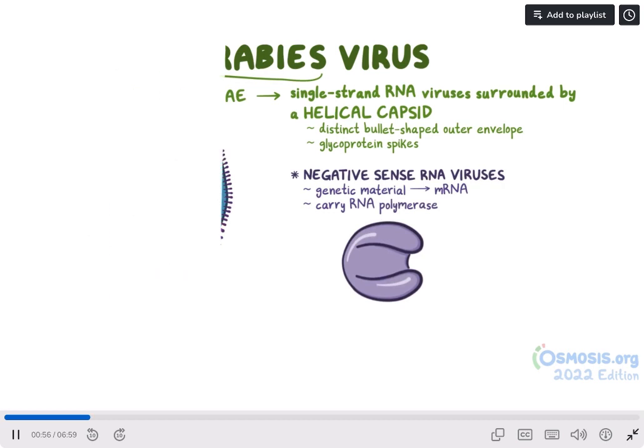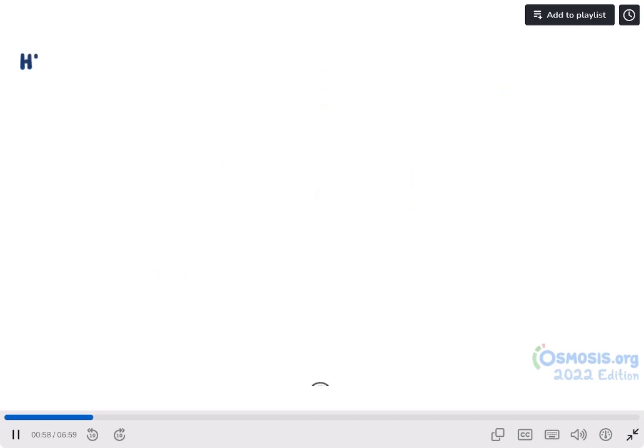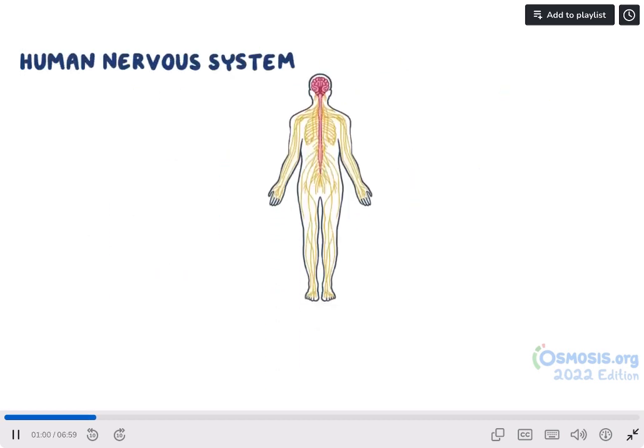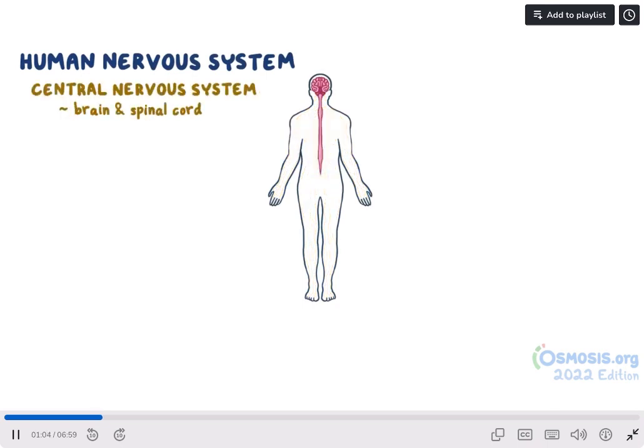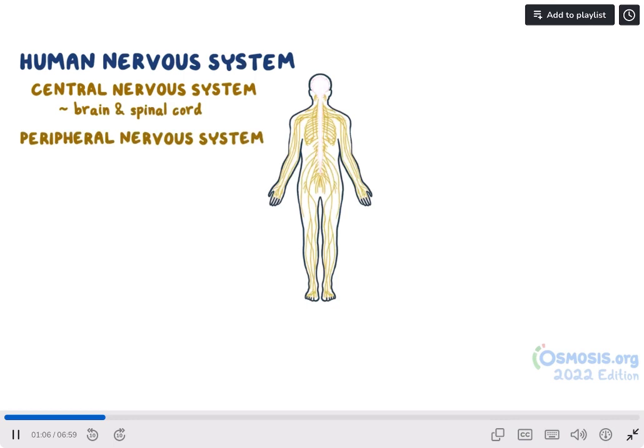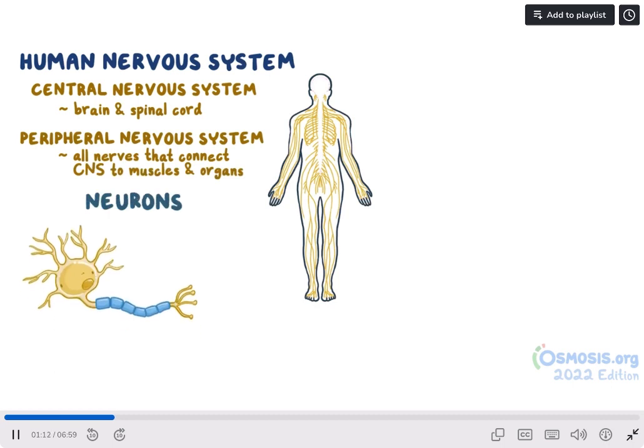To understand how rabies works, first we have to look at the human nervous system. The nervous system is divided into the central nervous system, so the brain and the spinal cord, and the peripheral nervous system, which includes all the nerves that connect the central nervous system to the muscles and organs. Neurons, the main cells of the nervous system, have nerve fibers that extend out from the neuron cell body. These are either dendrites that receive signals from other neurons, or axons that send signals along to other neurons.